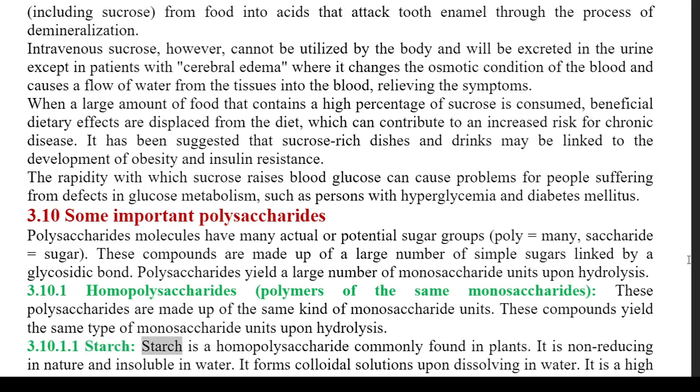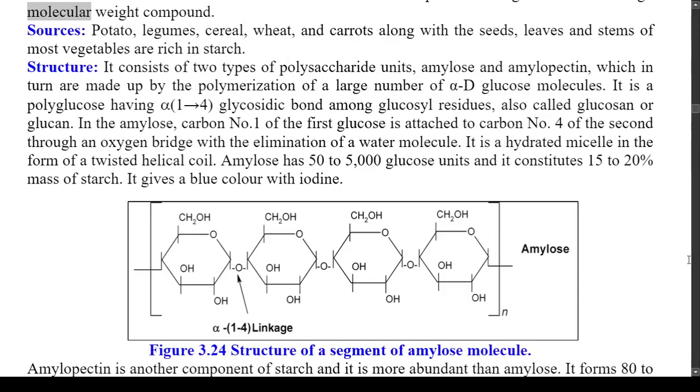3.10.1.1 Starch. Starch is a homopolysaccharide commonly found in plants. It is non-reducing in nature and insoluble in water. It forms colloidal solutions upon dissolving in water. It is a high molecular weight compound. Sources: potato, legumes, cereal, wheat, and carrots along with the seeds, leaves and stems of most vegetables are rich in starch.